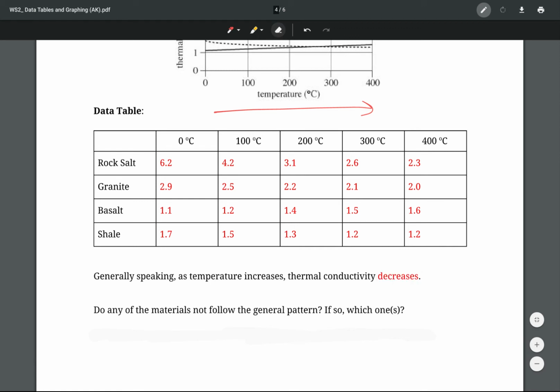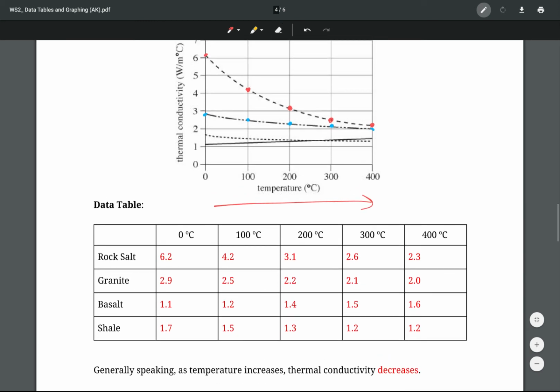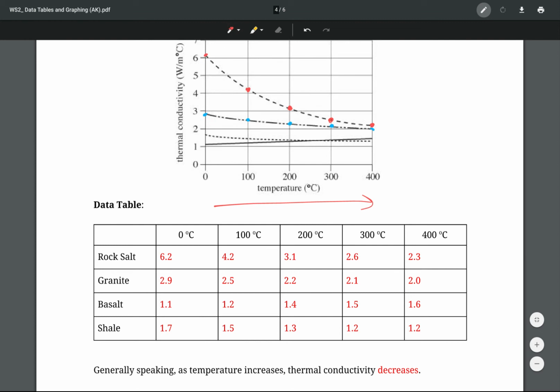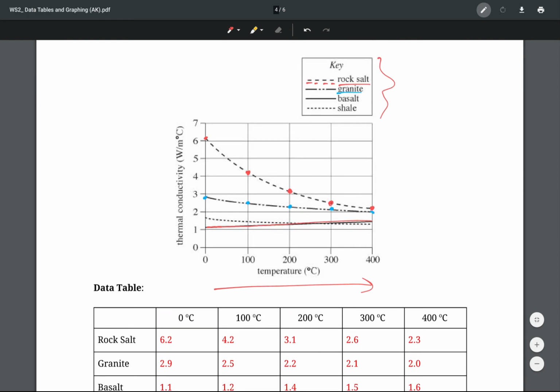The second question says, do any of the materials not follow the general pattern? Which ones? And if we're looking at these graphs, there's one line that doesn't actually decrease, it increases, and that would be this solid line. It actually goes up instead of down. And so then looking at our key, the solid line is basalt.